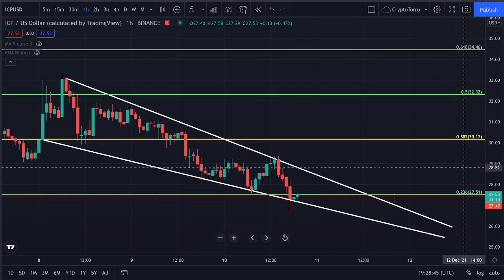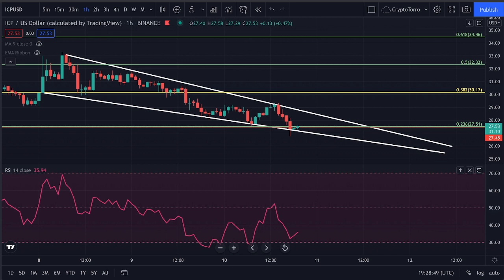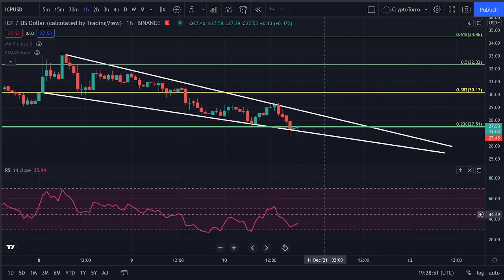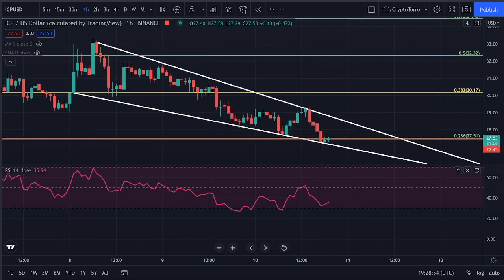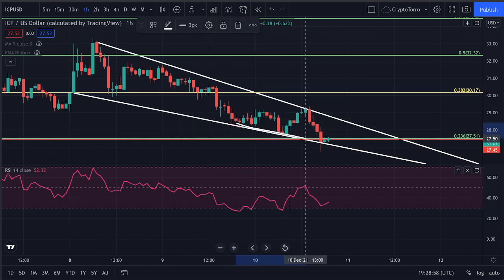This being said, I would like to discuss right away the RSI. On the RSI, what you can clearly see on the 1 hourly time frame is actually something quite important to me, especially because if we zoom in a little bit closer, what you can clearly see is that we have been creating these lower lows on the chart.